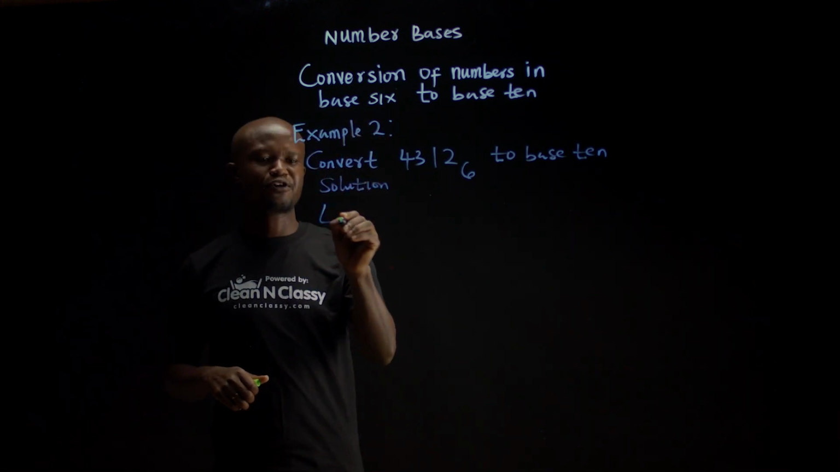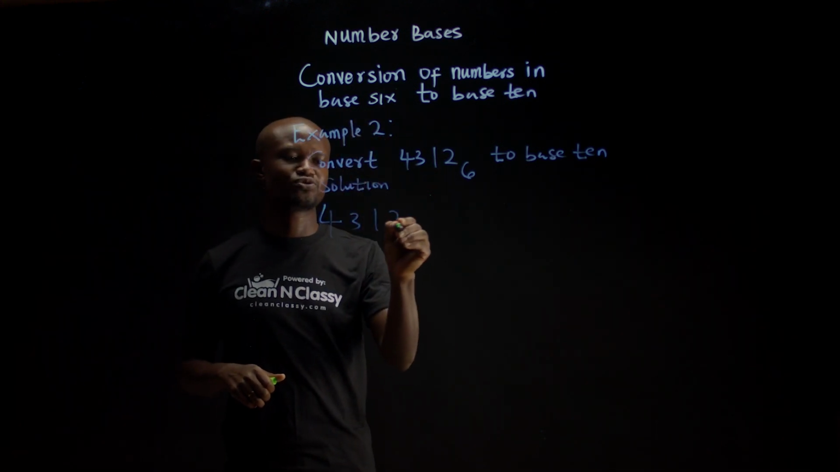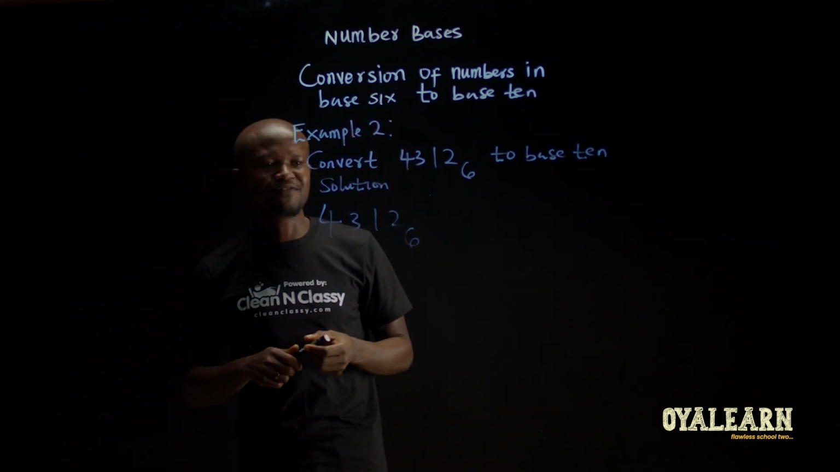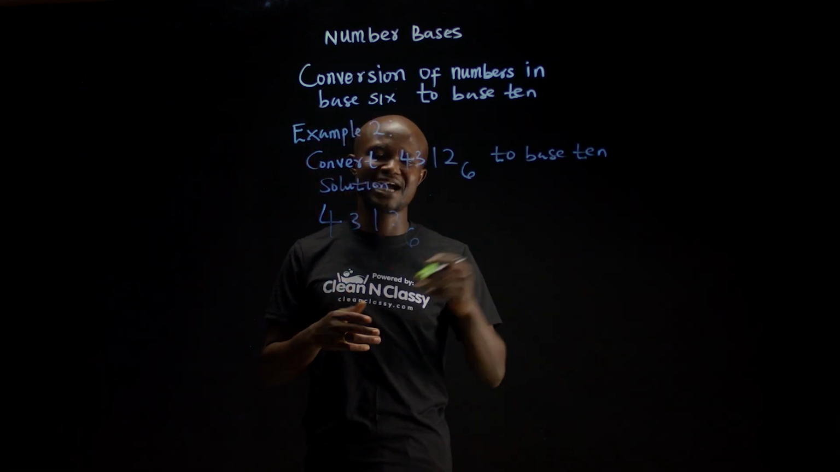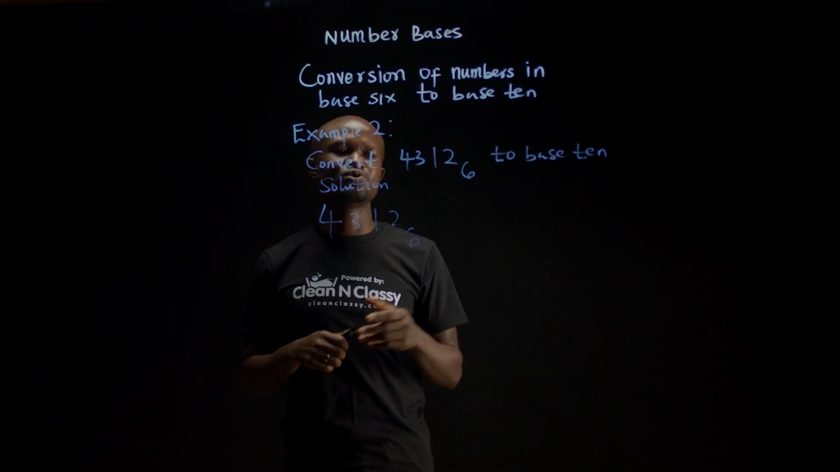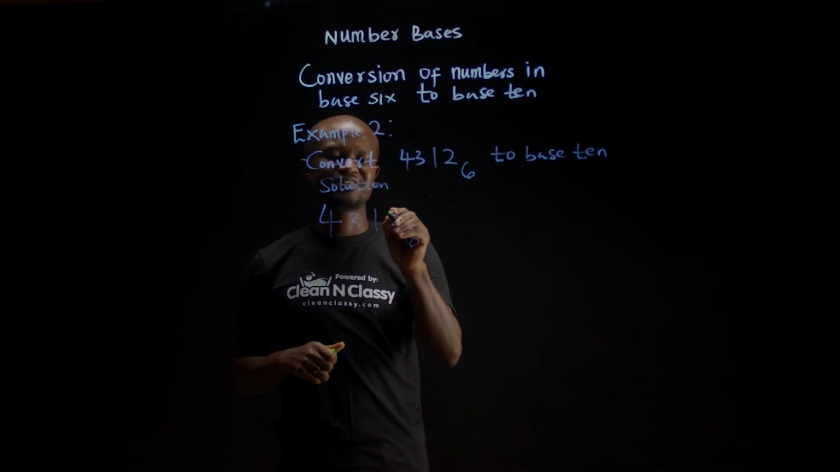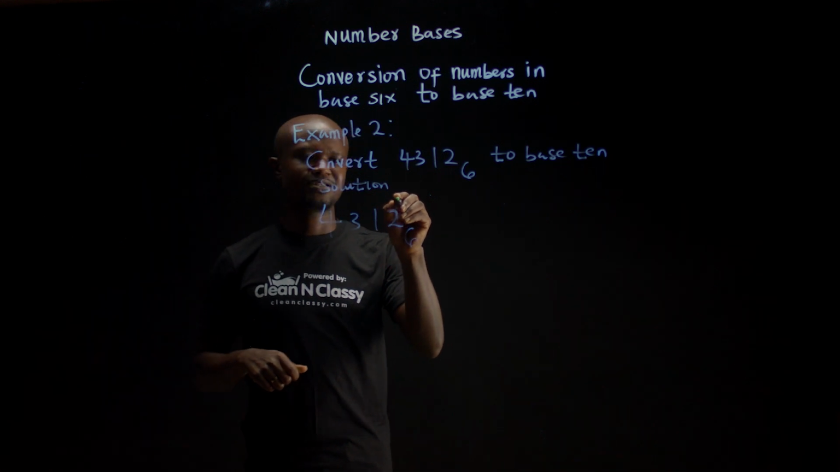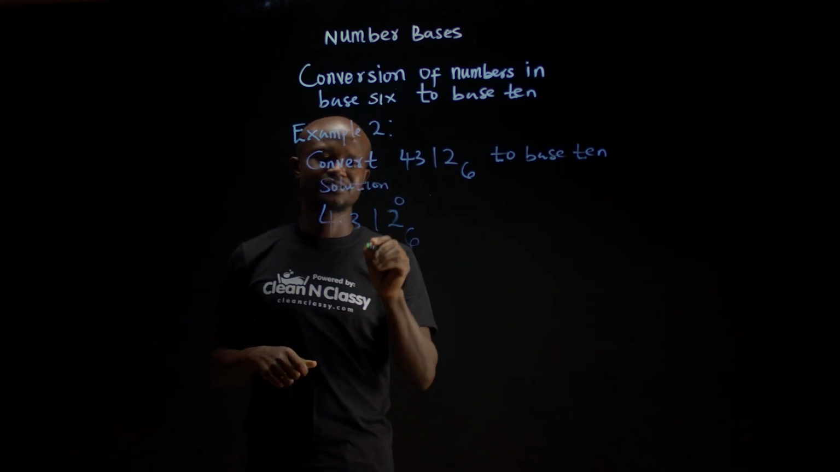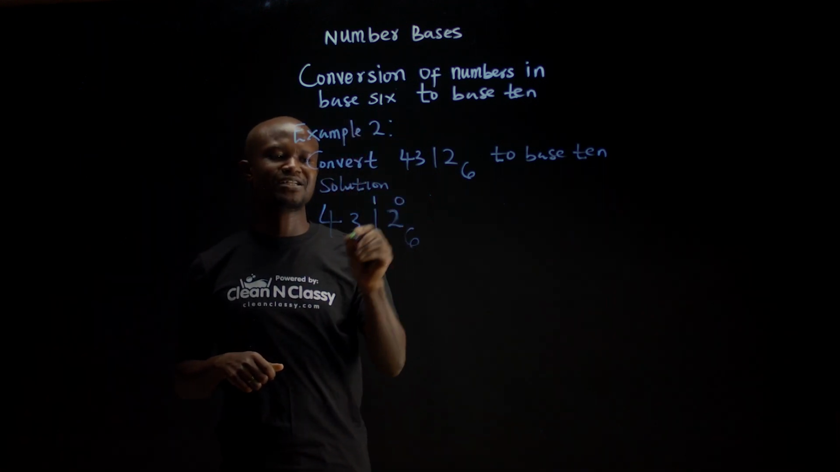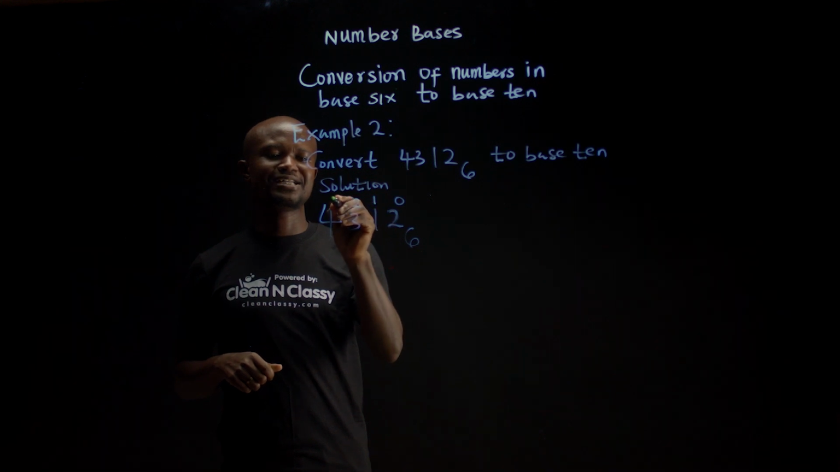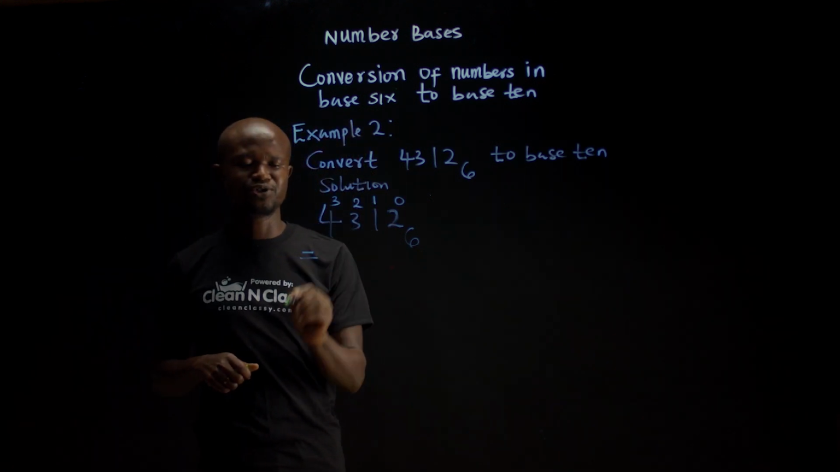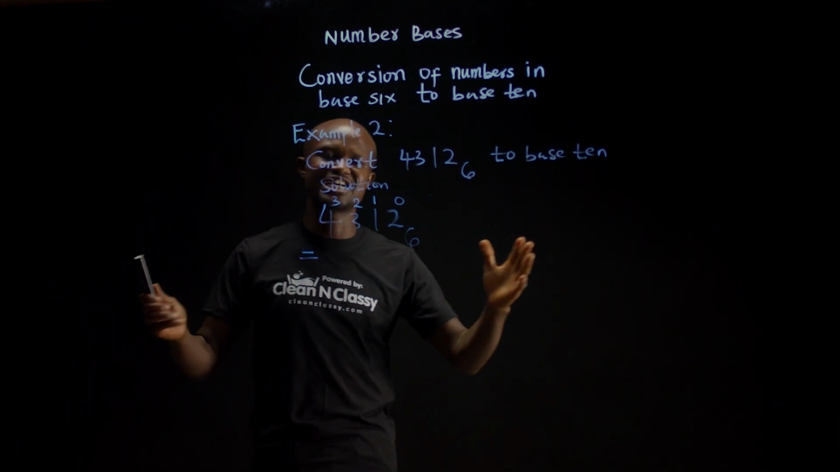We have 4312. What base? Base 6. We want to convert to what? To base 10. The first thing to do is to assign values from the back. This is 0. Then what do you have? 1. This is 2. Then this is what? 3. Now the next thing for us to do is to write out the expanded form.